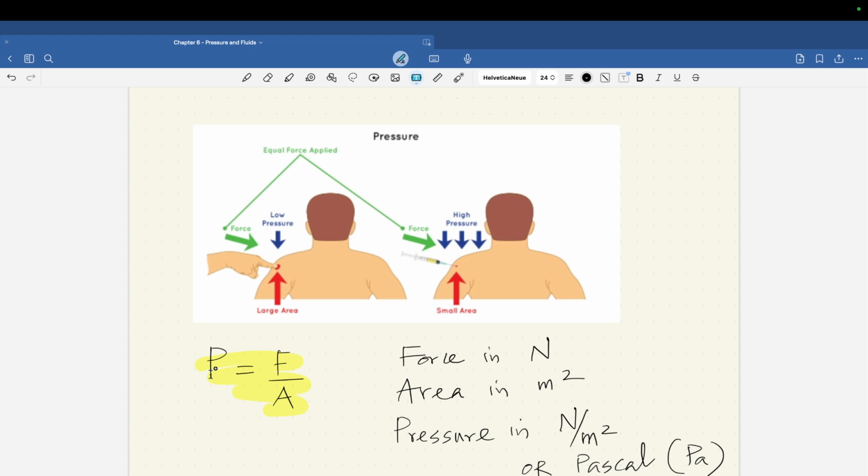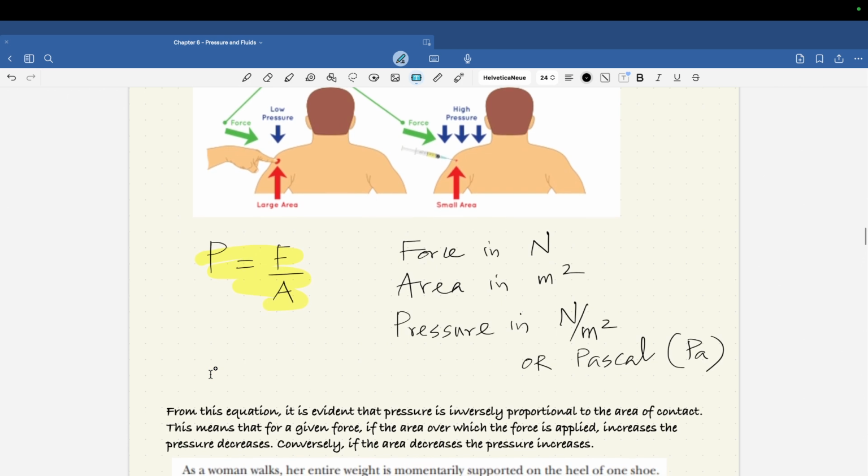Where you're applying the force, the area is bigger, so the pressure is smaller. That's why it doesn't hurt you. But at the other end, the area is small, therefore the pressure is huge and it goes easily into the wood. I hope that makes sense.